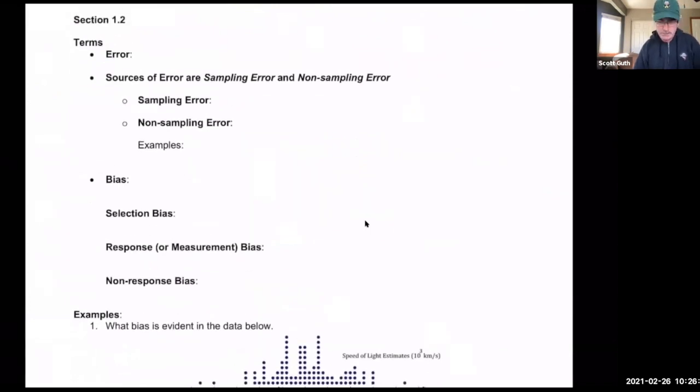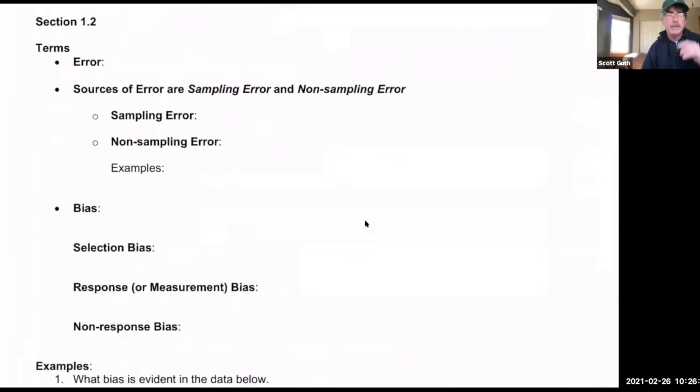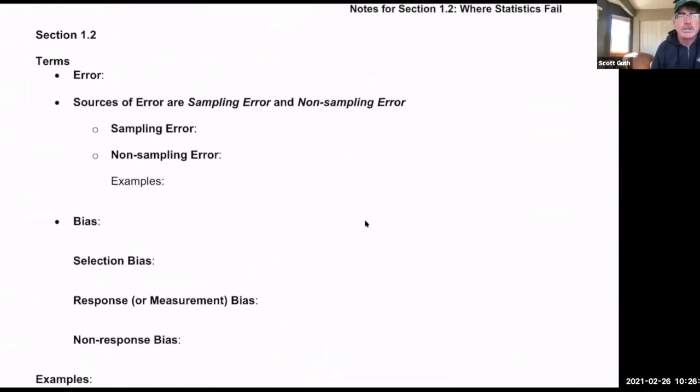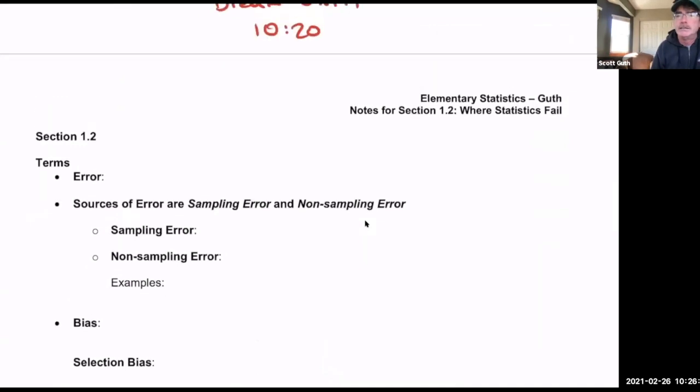So I think we can go ahead and jump into 1.2. I think you saw that 1.3 will be skipped. It's extra credit, so you can do what you like with that. We're just going to emphasize that section 1.2 is basically problems to look out for. I called it where statistics fail.